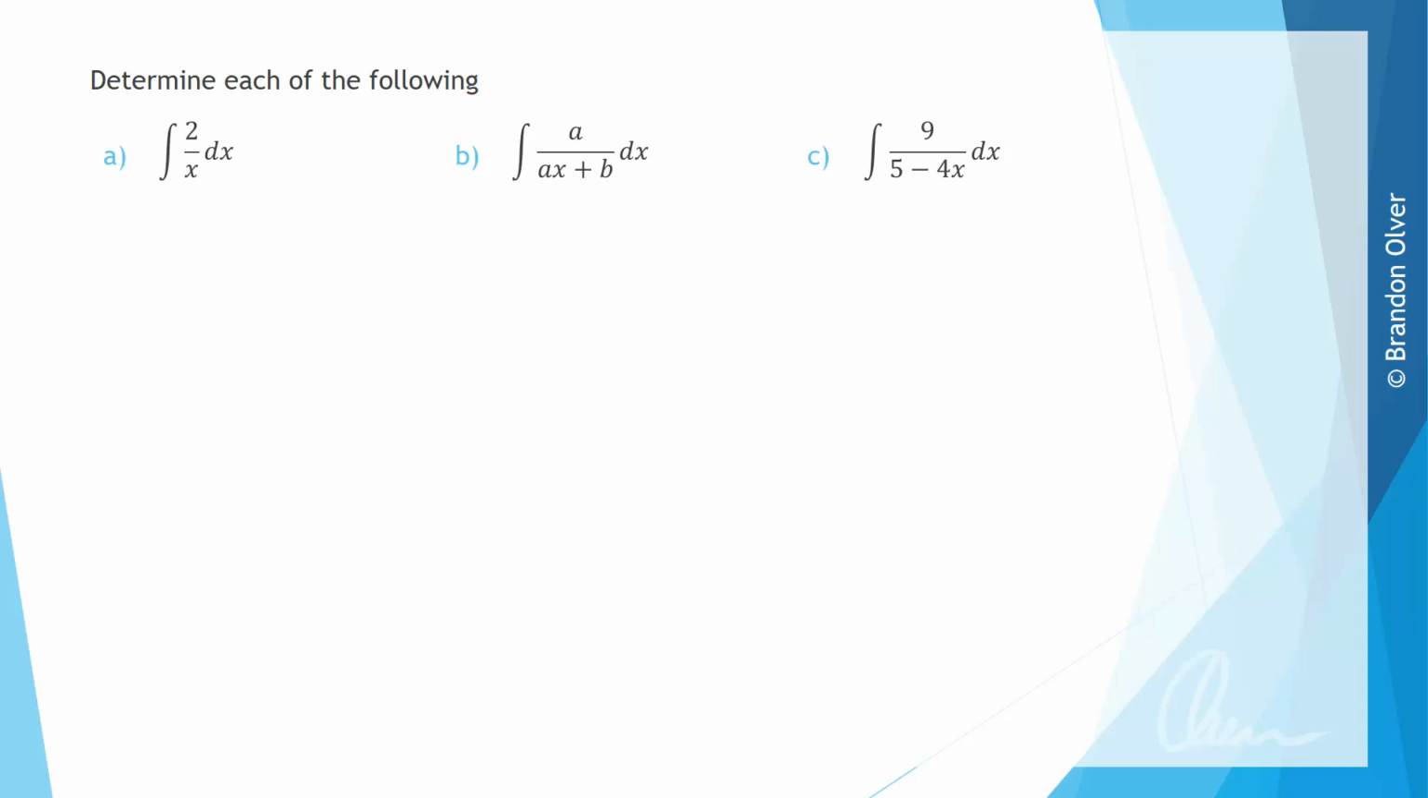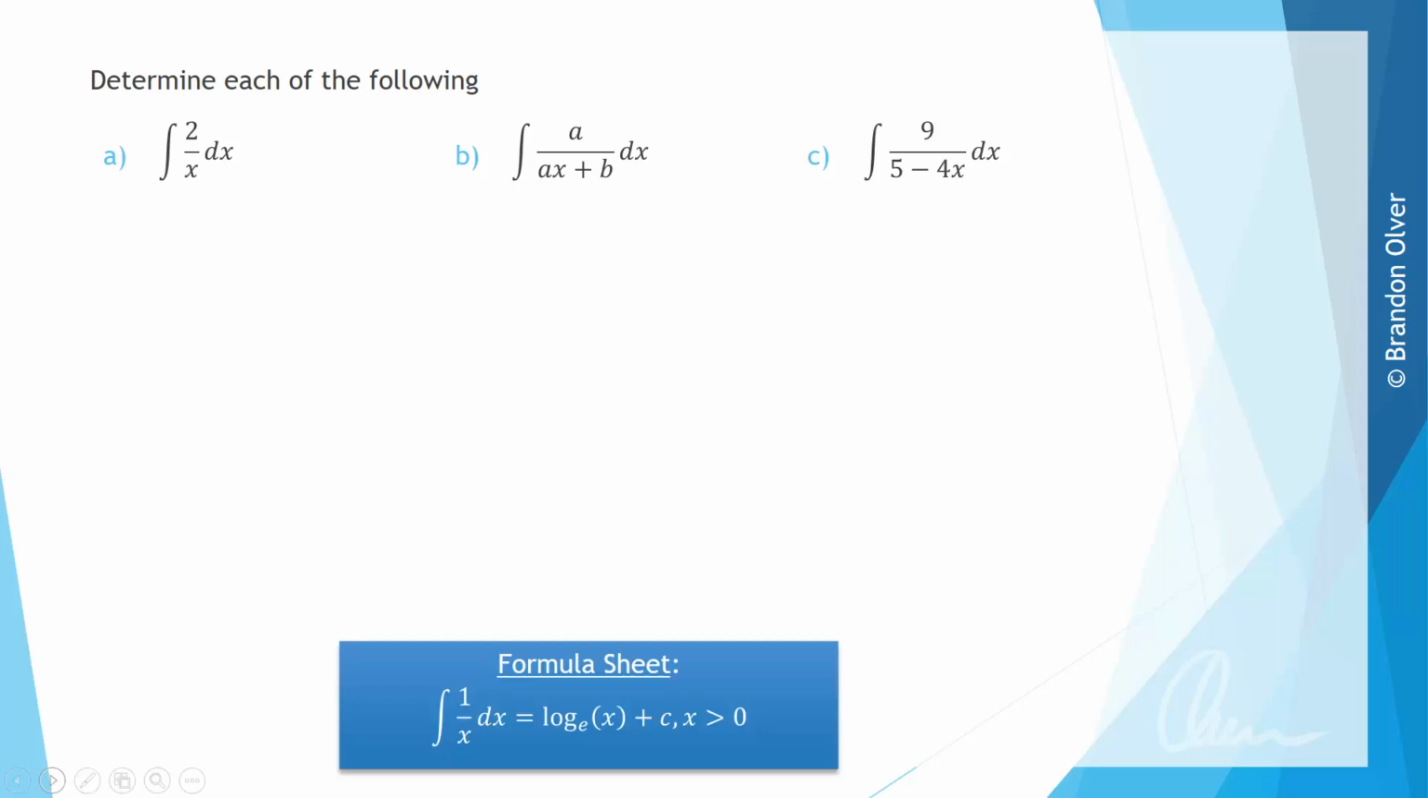Determine each of the following antiderivatives. So before we go too far into this, I'd just like to remind you that on the formula sheet, we know that the integral or antiderivative of 1 over x with respect to x is equal to log e of x plus c, where c is a constant of integration.